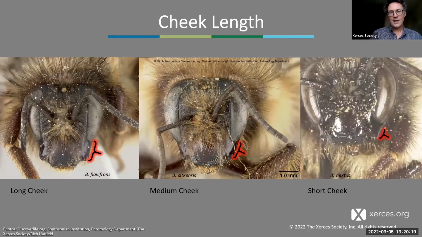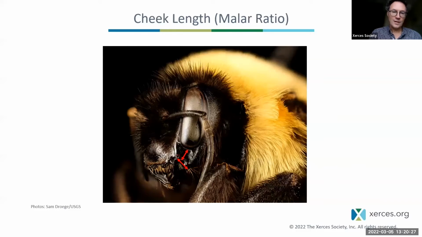As I transition to the next slide, it is not only the length of the cheek, it is the proportion of the length to the width that matters. So here we have a nice photo of the rusty patch bumblebee. This is a queen. Obviously this one doesn't occur in California, but this is a good example that shows you these two dimensions. You do not need to, and in fact you wouldn't be able to, get out a ruler and measure these things on a live anesthetized bee. You're going to have to eyeball it.